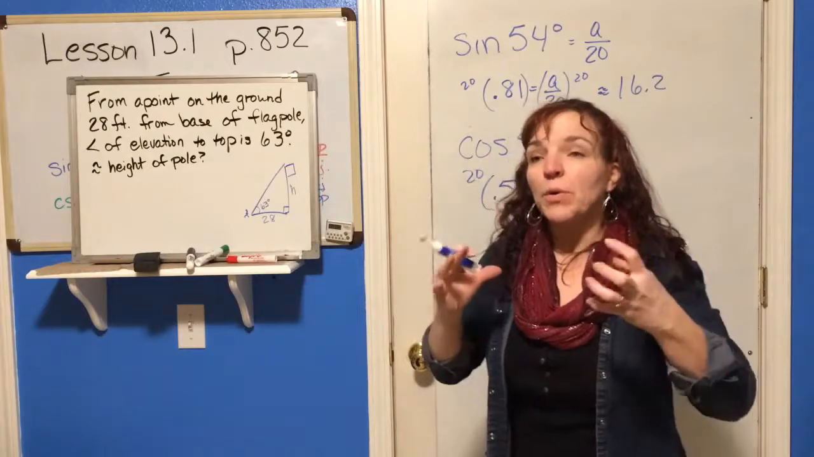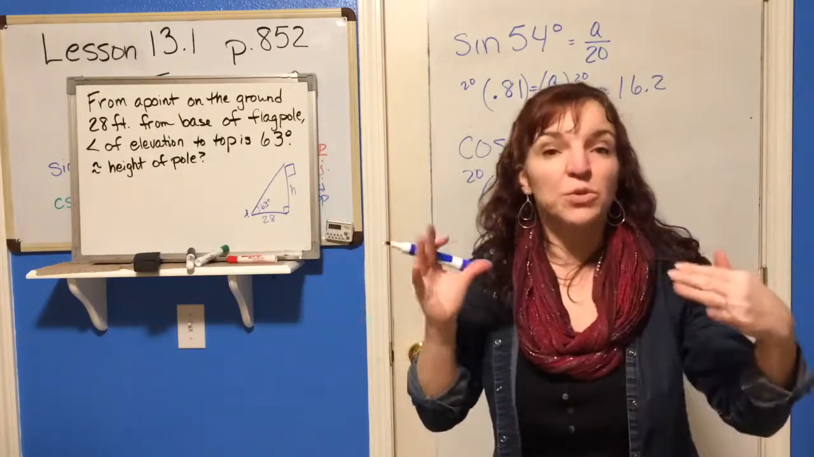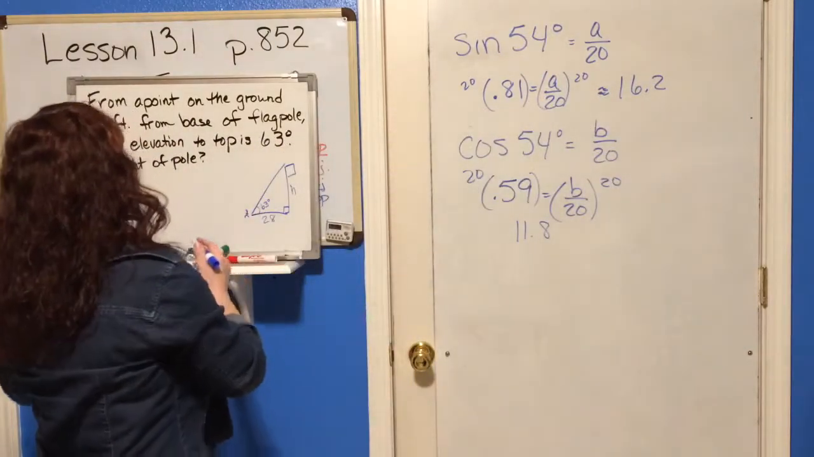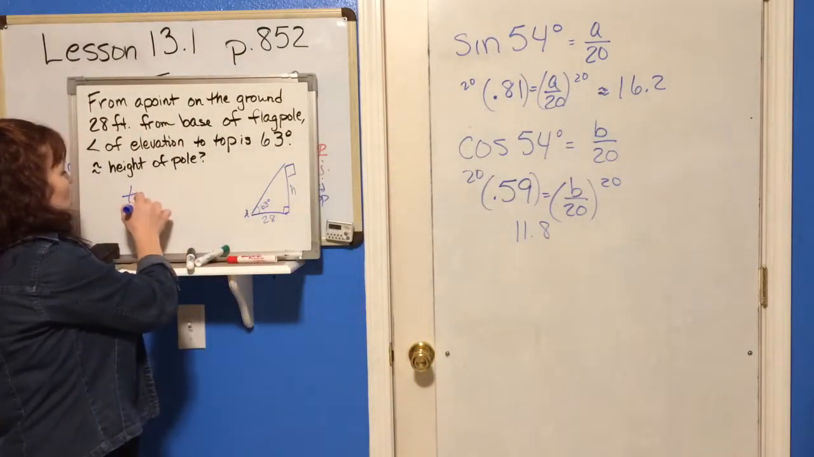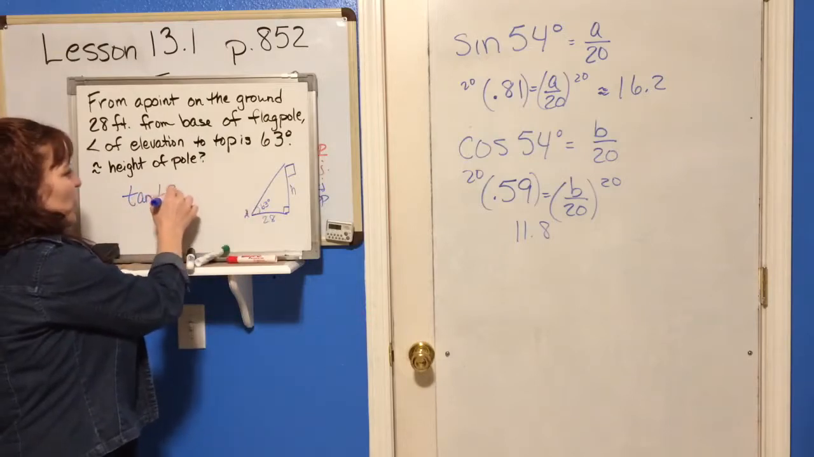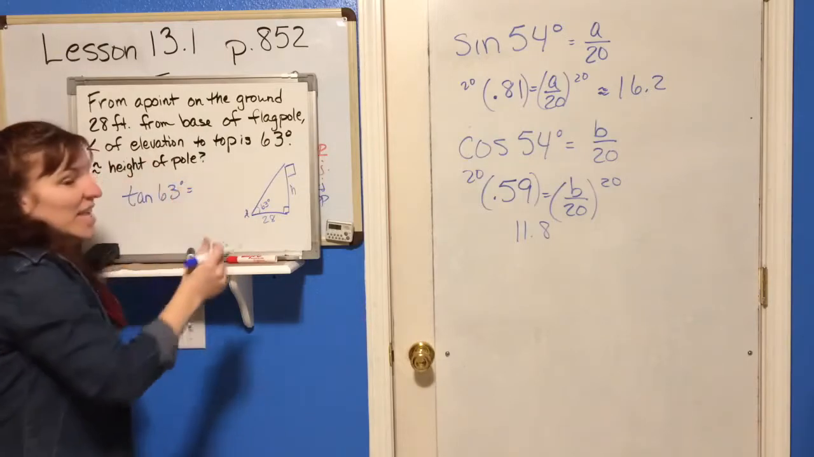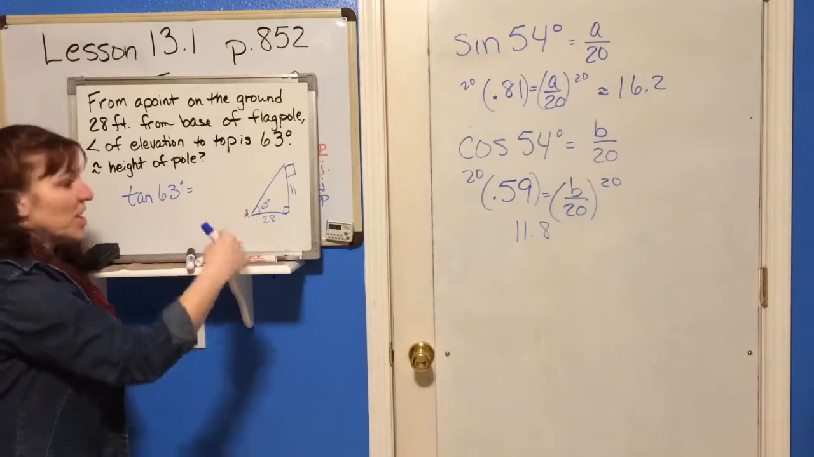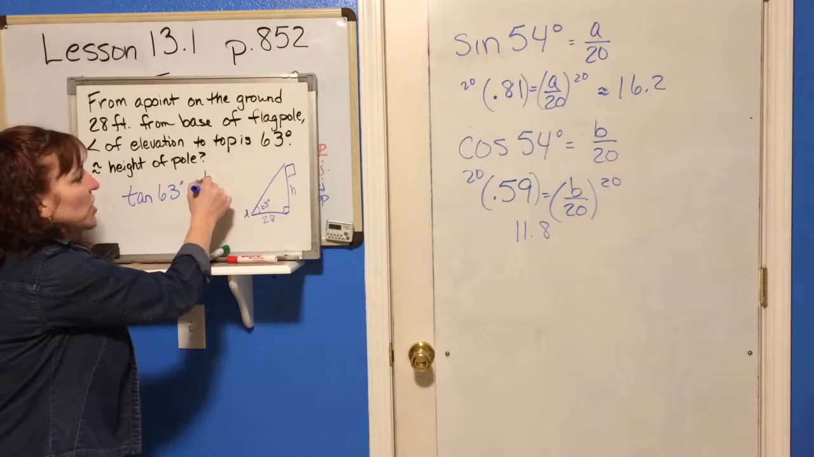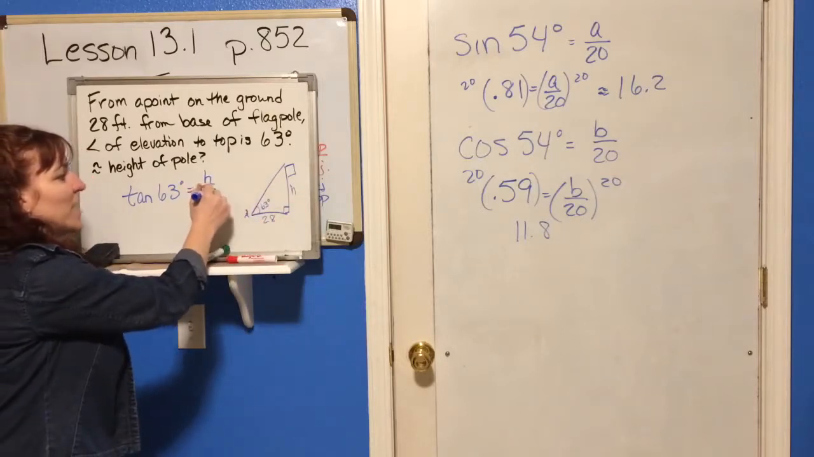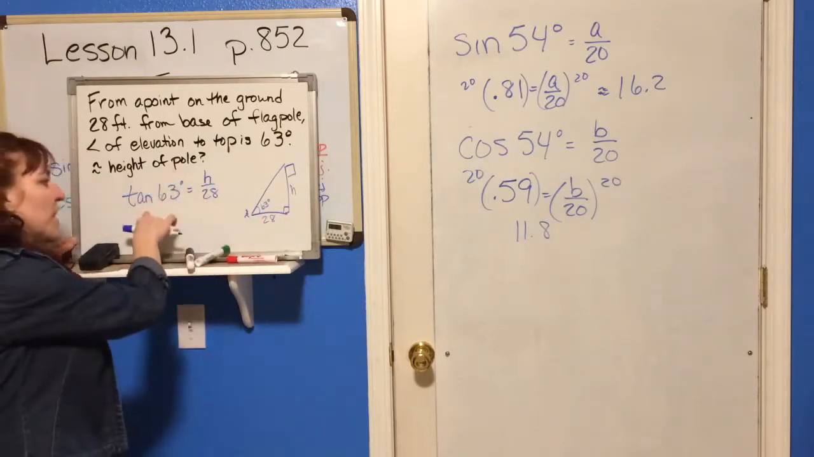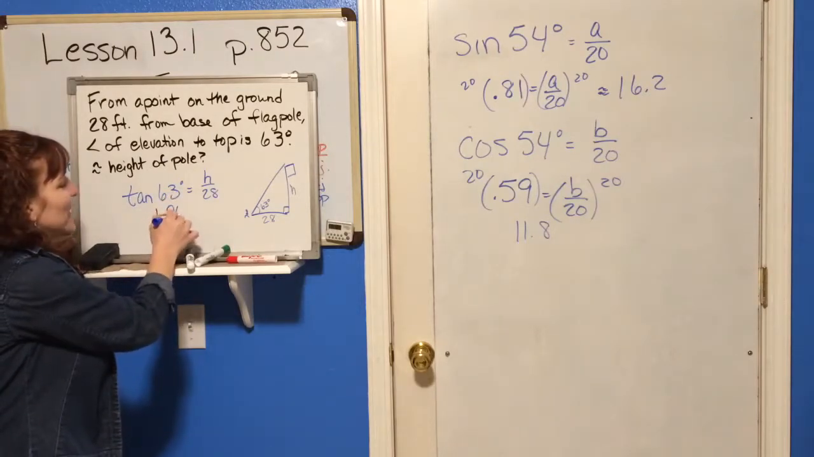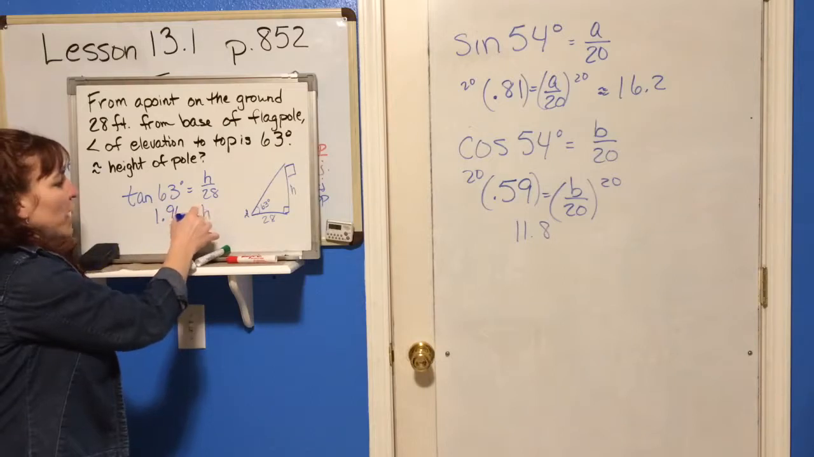And so if you'll remember, the ratio that doesn't include the hypotenuse is the tangent. So we are going to want to use the tangent of this 63 degrees. And the tangent, if you'll remember, is the opposite over the adjacent. So the opposite is your h, and the adjacent is the 28. And if you plug in tangent of 63 into your calculator, that's 1.96. And that's going to equal h over 28.